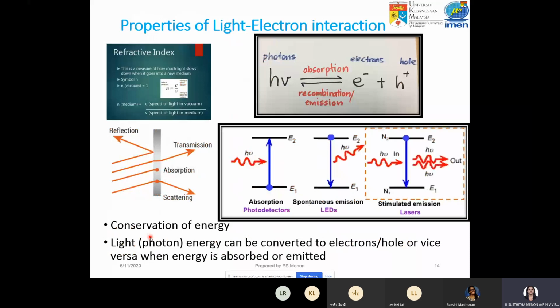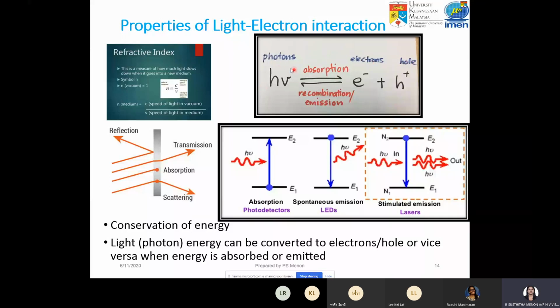Okay, so I guess for this week and next week, this may be the most important slide. If you understand this slide, you understand the whole lecture. So this is the properties of light and electron interactions. Photon energy is given by this equation, E equals hv, where h is Planck's constant and v is the frequency. Based on conservation of energy, photons can be converted to electrons and holes, and electrons and holes can be converted to photons.